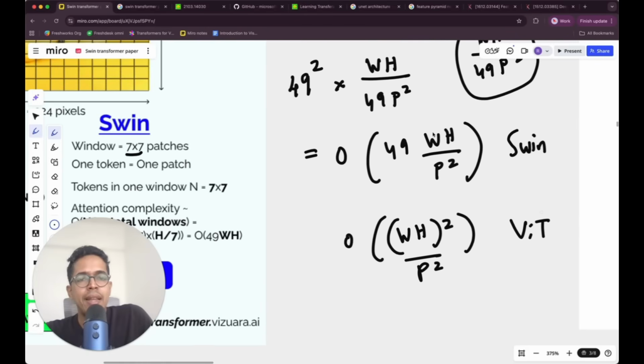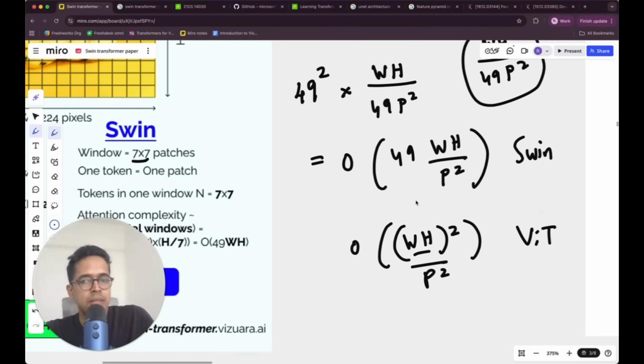This was the order of magnitude for vision transformer, the complexity. Here it is only linearly going with the image pixels. So WH is total number of pixels along the width multiplied by along the height. That is the total number of pixels in the image. So for Swin transformer, the scaling of the complexity of the attention calculation is linear with respect to WH. For vision transformer it is quadratic with respect to WH. I hope this is very clear.